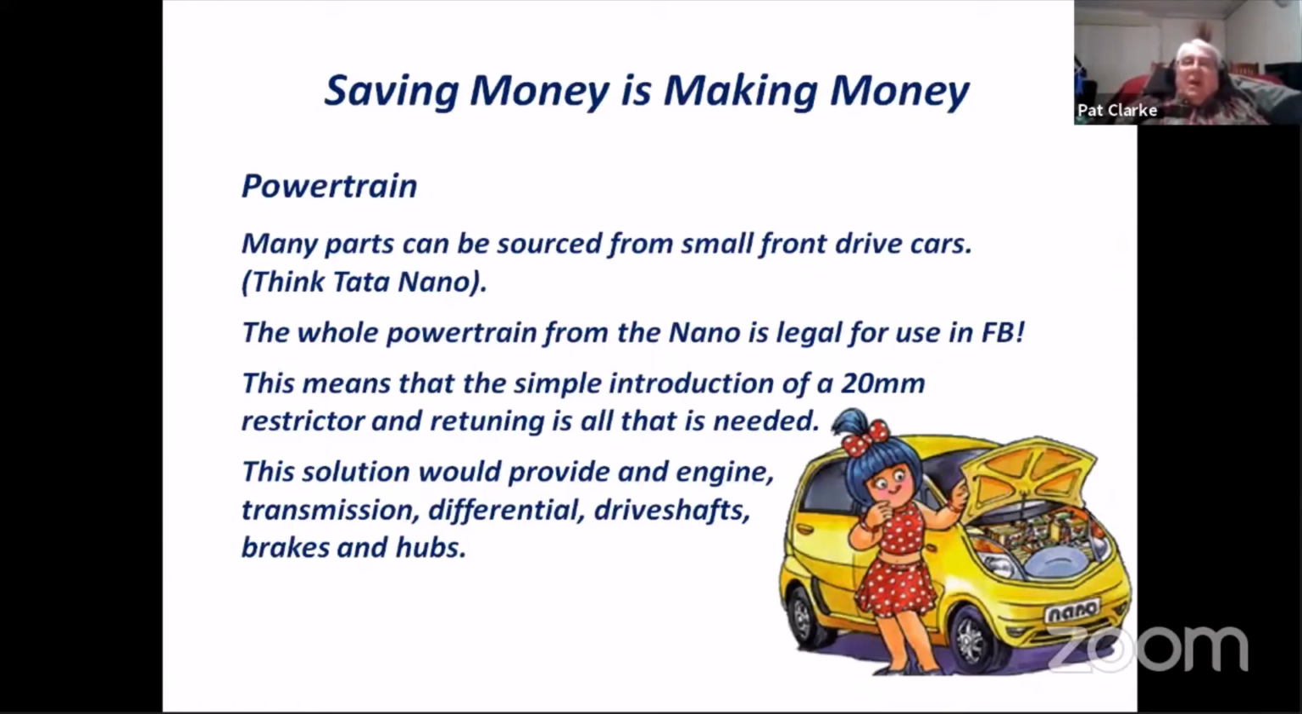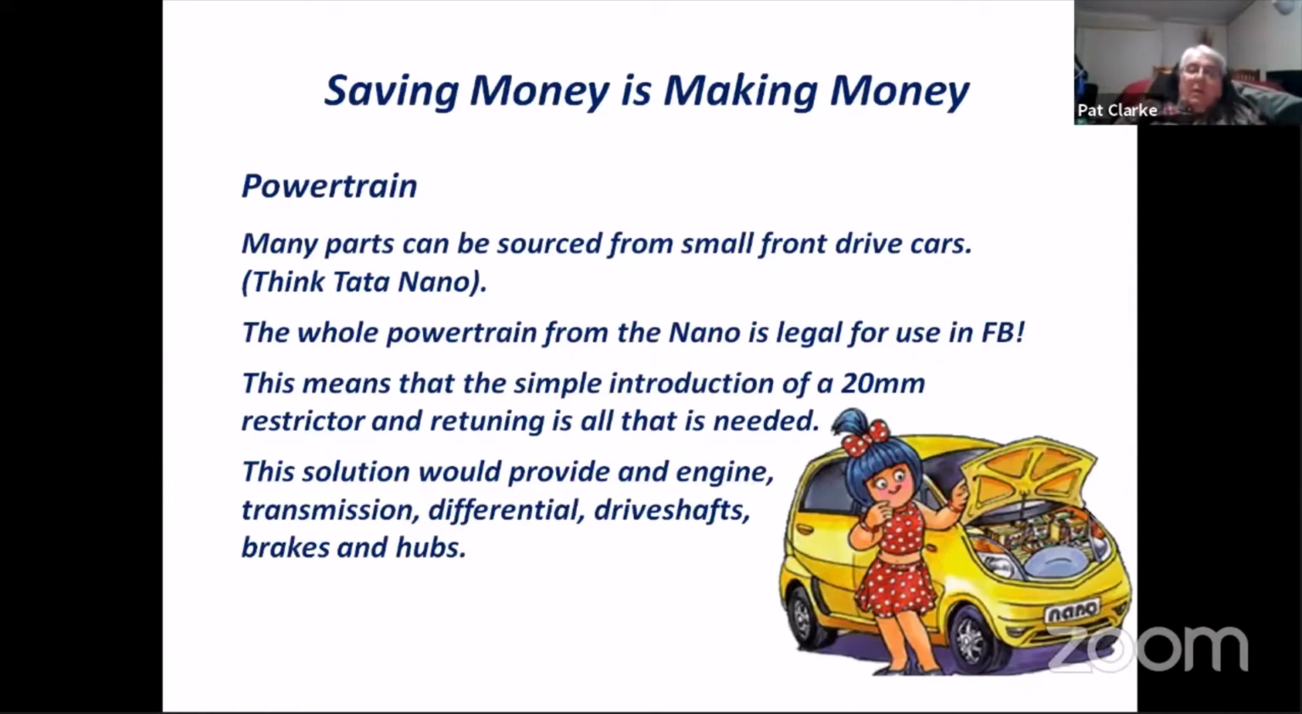Transplanting the entire drivetrain from a Nano into the back of your Formula student car, and this might be last year's car that you've cut the back off the chassis and you now have to build a new back on it, would actually give you a viable, easy to drive, but heavy Formula student car.